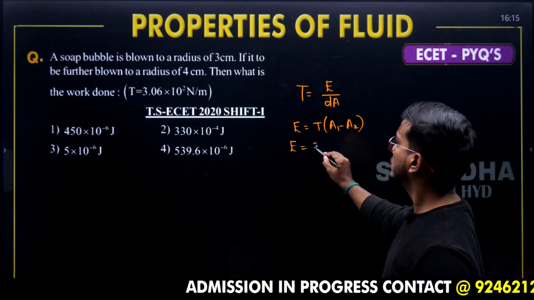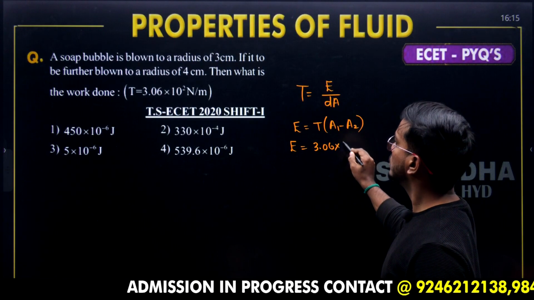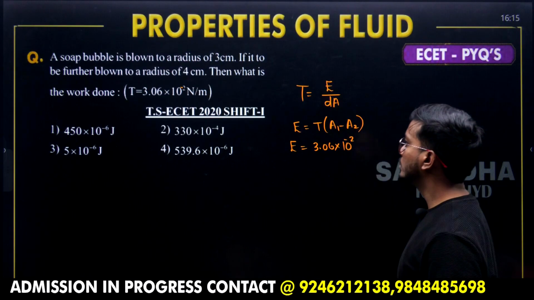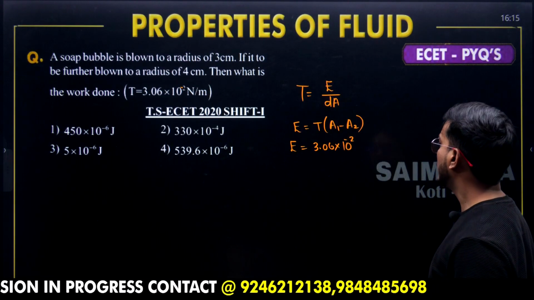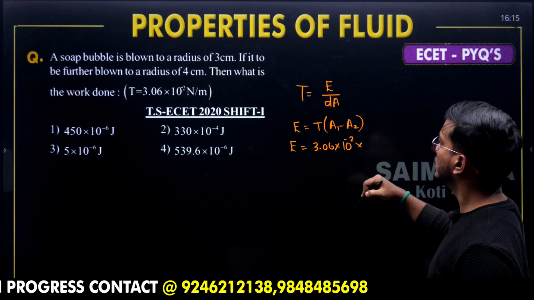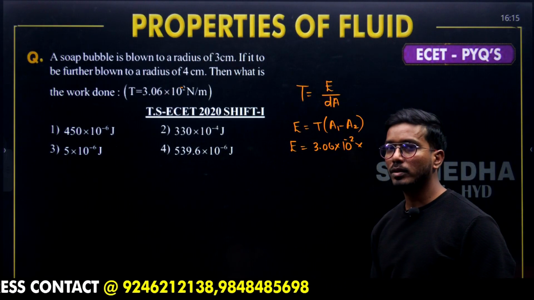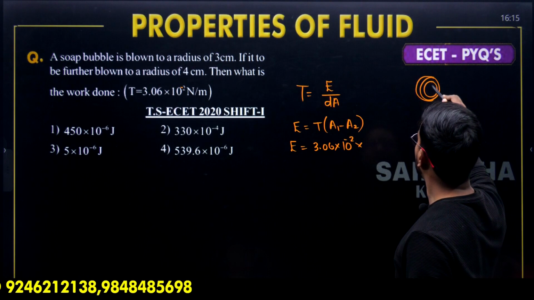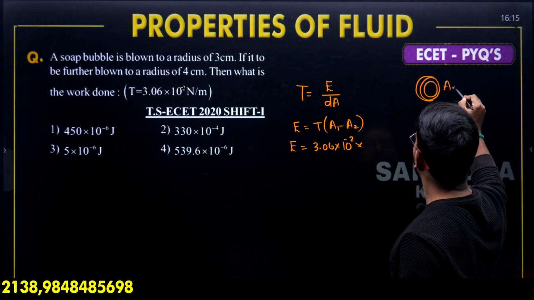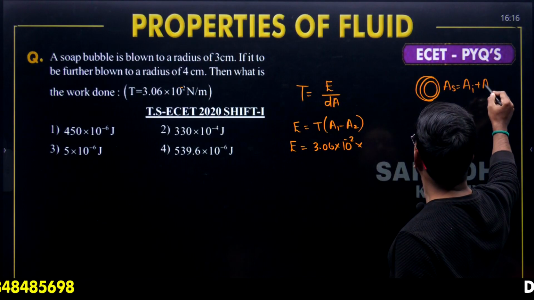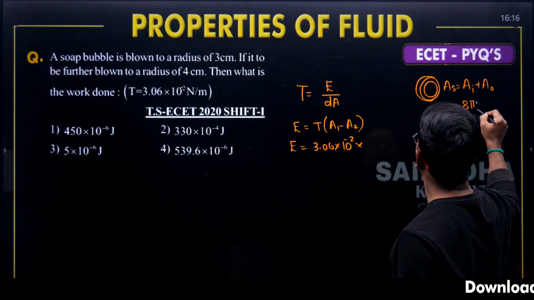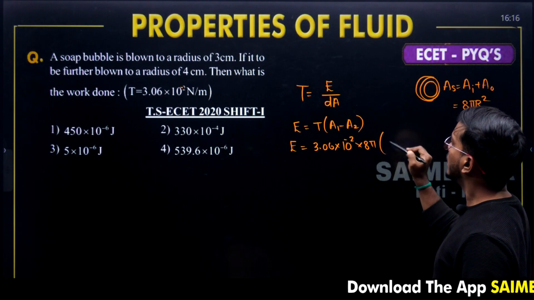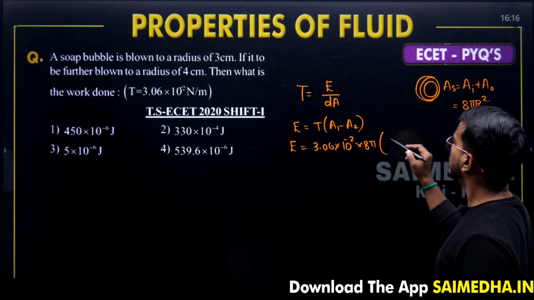So, energy is equal to surface tension into change in area. What is the surface tension value given here? Surface tension value is given as 3.06 into 10 to the power of minus 2 Newton per meter, followed by A1 minus A2. As these are bubbles, we need to take surface area. What is the surface area for a soap bubble? A bubble is going to be spherical in nature and we have one surface inside and one surface outside. So, surface area will be equal to inside surface area plus outside surface area. So, totally it will be written as 8 pi r square. So, 8 pi would be common here and inside I can write r1 square and r2 square.